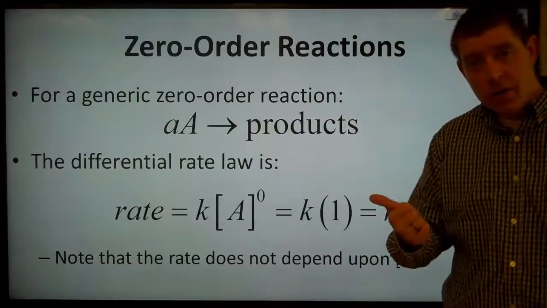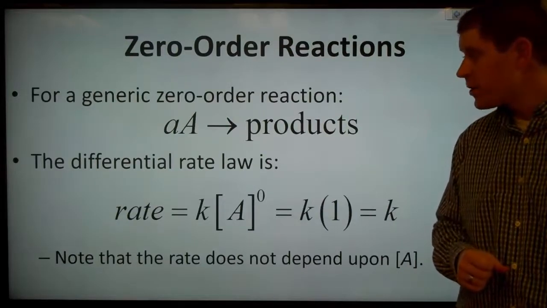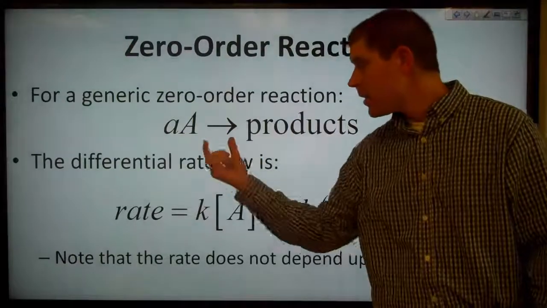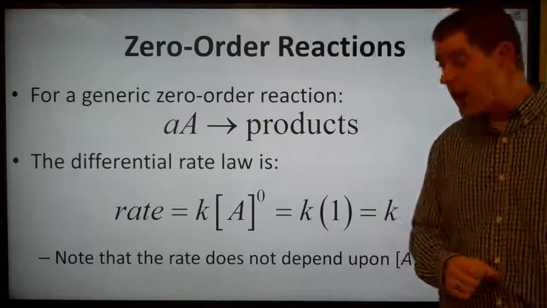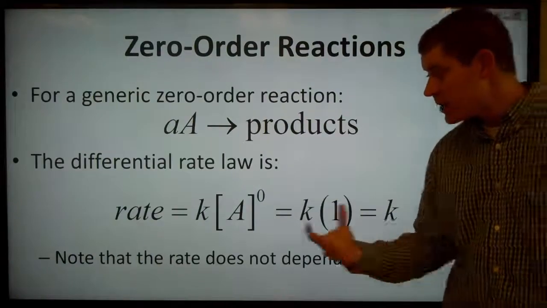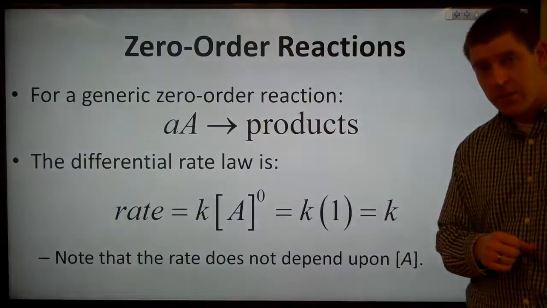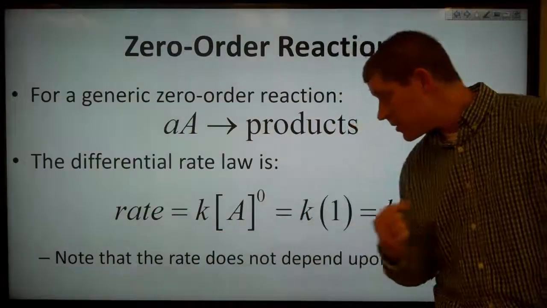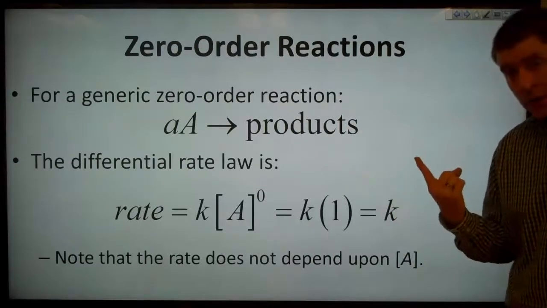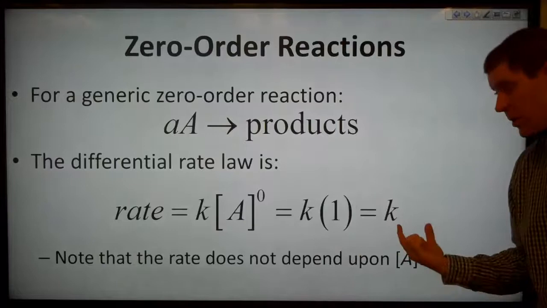Okay, so we've looked at first order reaction and second order reaction, so now let's look at a zero order reaction. So, again, we have our generic reaction, lowercase a molecules of uppercase A species react to give us some products. Our differential rate law in this case is rate is equal to our rate constant k times the concentration of A to the 0th power. Well, anything to the 0th power is 1. So that means that our rate is equal to k times 1. So that's what I've written here, which means that the rate is equal to k.